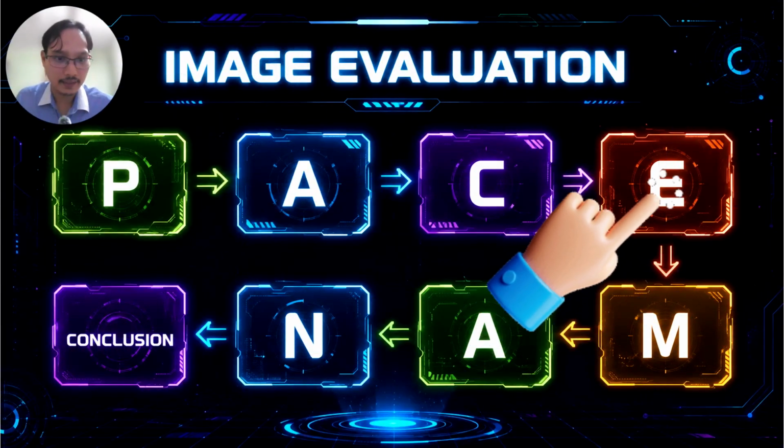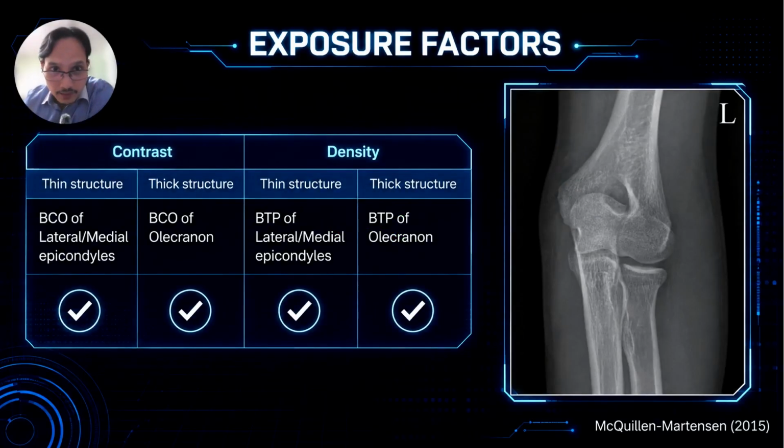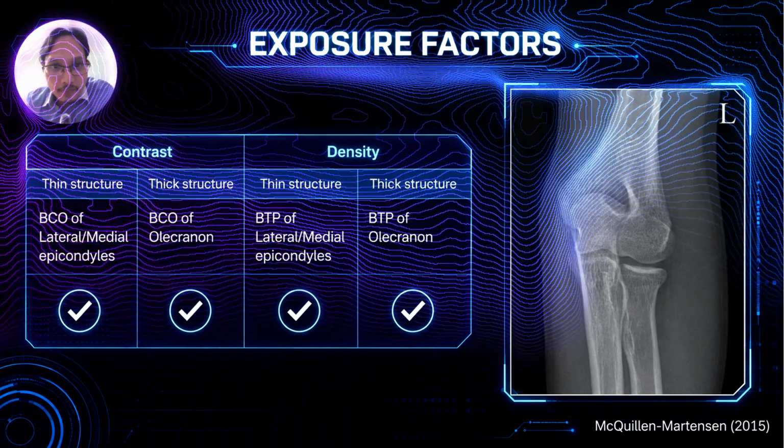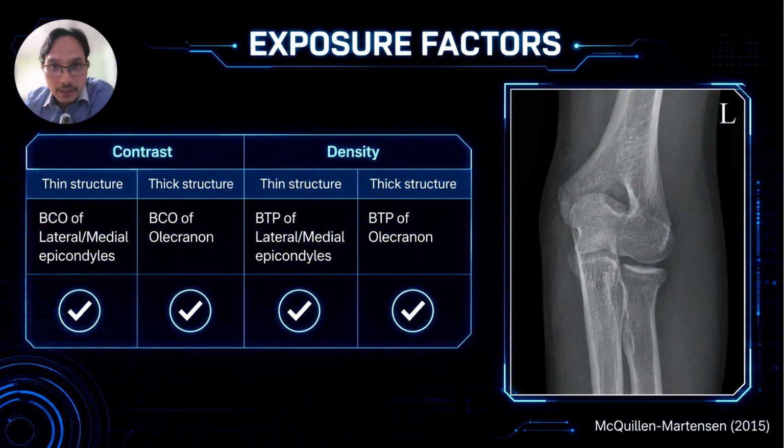Next is exposure factors. For exposure factors, we are going to evaluate the contrast and density of this radiograph. The KVP used is adequate for penetration and radiographic contrast. This is because the bony cortical outline of thin structure, which are the lateral and medial epicondyles of humeral, can be seen, while the thick structure, which is olecranon, also can be seen.